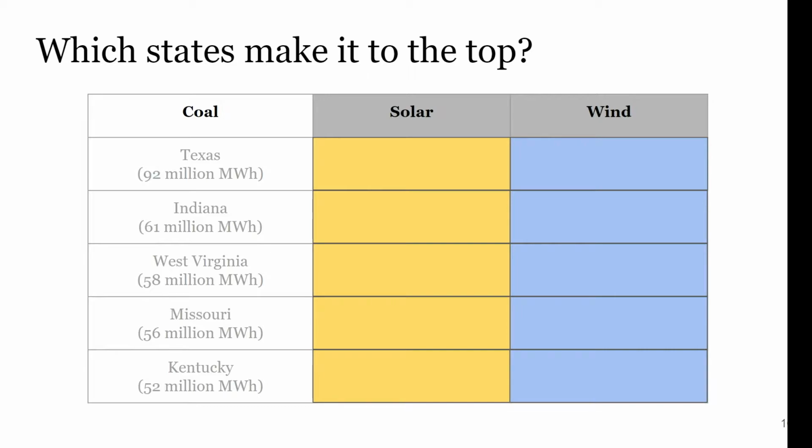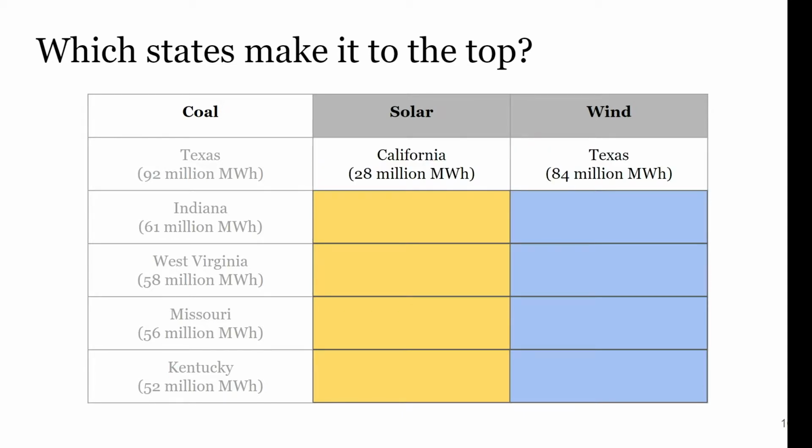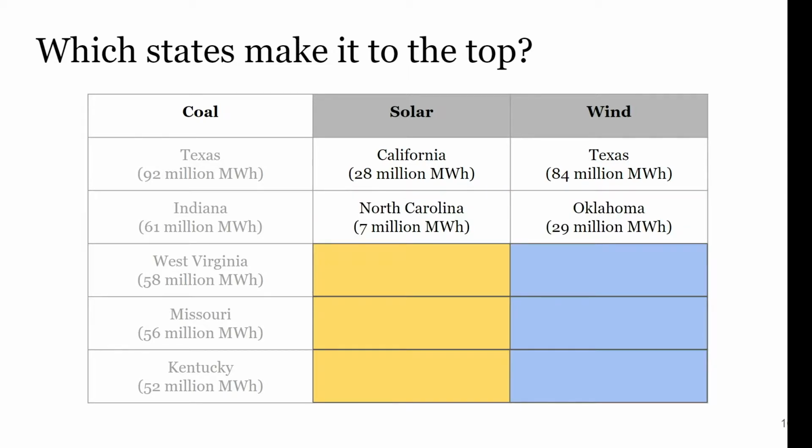So what we have here is, on the far left side, we've actually got the coal generation as sort of a comparison number. If we look at the top state for solar and wind, as most of you said in the chat, California tops it for solar and Texas actually tops it for wind. Additionally, a lot of people said North Carolina, and North Carolina comes in second for solar generation in 2020, whereas Oklahoma comes in second for wind.